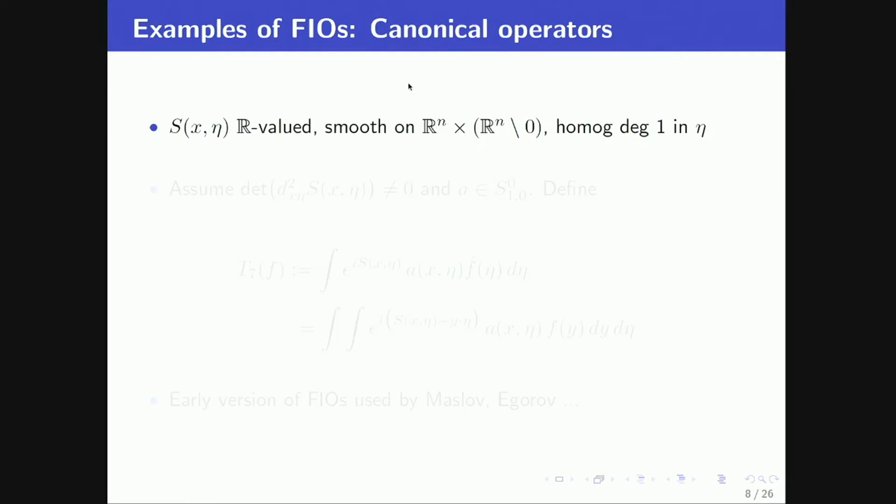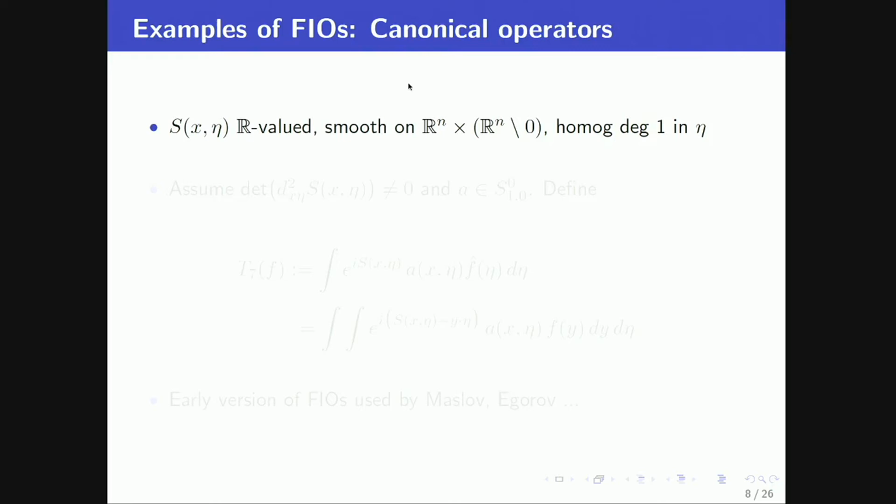Okay, one more example, which is going back to the prehistory of FIOs, which is the work by various people, including Maslov and Egorov. These are what were called canonical operators and were a precursor to the more general Hörmander theory. So let's start with what's called a generating function. Let's start with the function S of x, eta, which is defined on R^n cross R^n minus 0, and it's homogeneous of degree 1 in eta, meaning positively homogeneous. So when you multiply eta by a positive constant, it comes out.